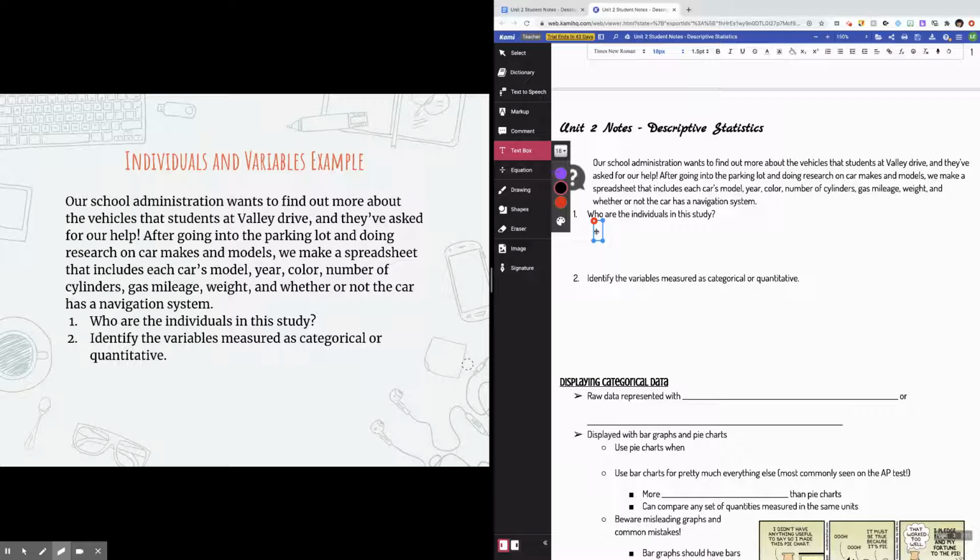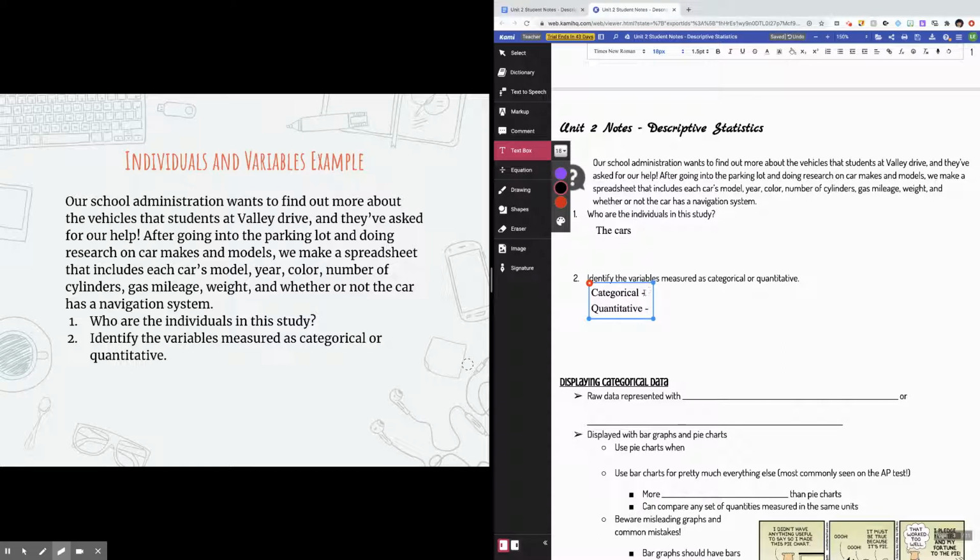Remember, the individuals are what we are gathering data about, like the whole person or the whole subject. In this case, the individuals are the cars. The cars are our individuals in this study. And there are obviously lots of variables that we observed, and we want to try to sort them into categorical or quantitative.